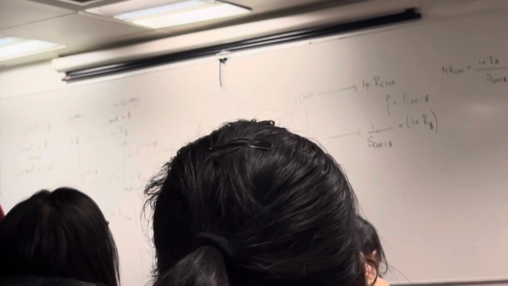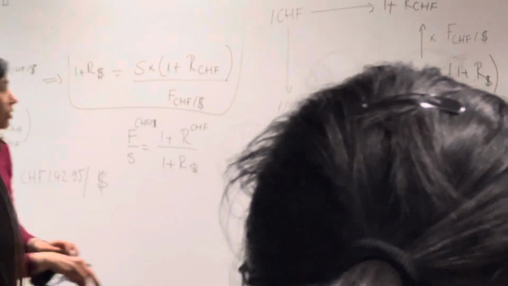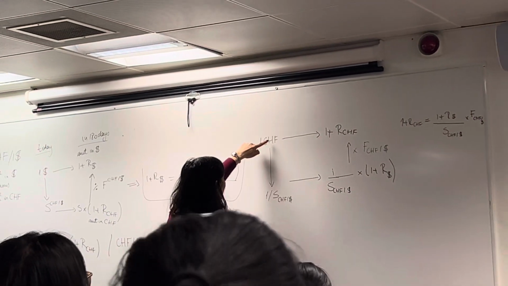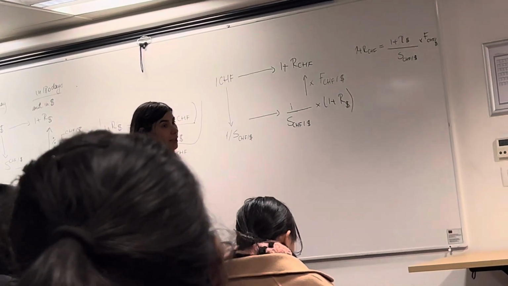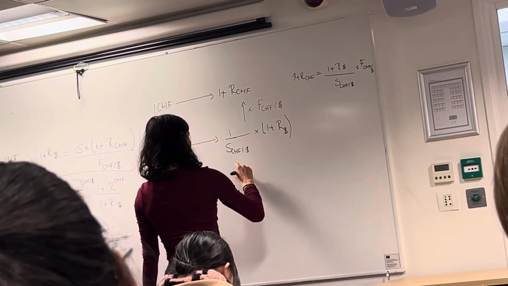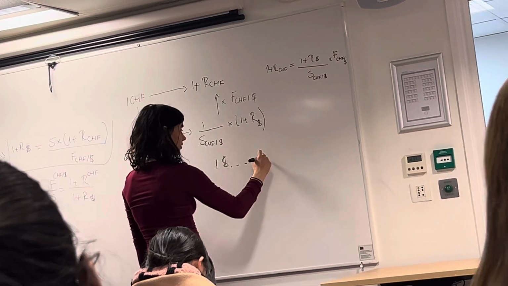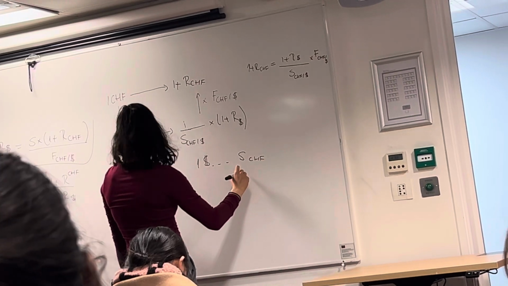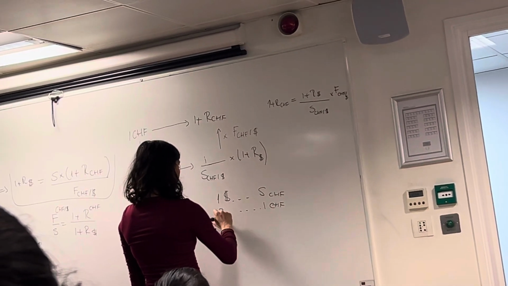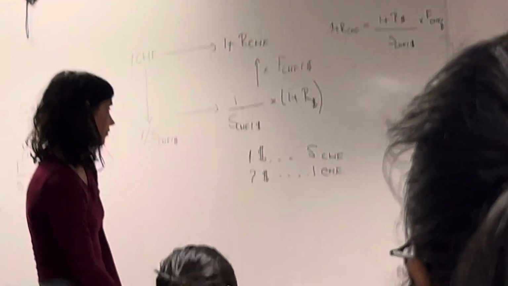Is it I over here? Sorry, my one is like that. Oh, that's fine. So this is 1 over S, because now we have 1 CHF. How many dollars does it get us? Right, because $1 gives us S CHF. Now we want 1 CHF. How many dollars? X. X is 1 times 1 divided by S.